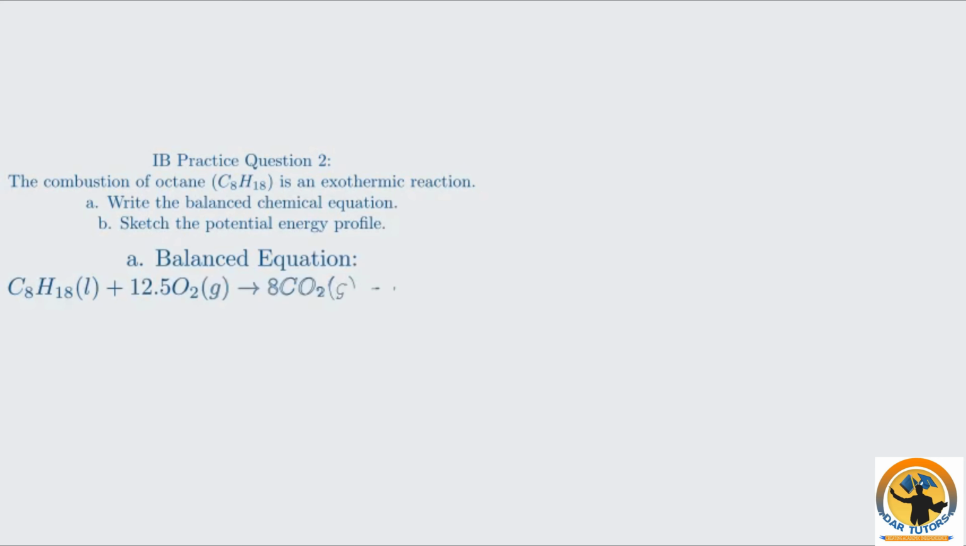For part A, we balance the combustion of octane. With 8 carbon atoms, we need 8 carbon dioxide molecules. With 18 hydrogen atoms, we need 9 water molecules. This requires a total of 8 times 2 plus 9, or 25 oxygen atoms. Since oxygen gas is diatomic, we need 25 over 2, or 12.5 molecules of O2.